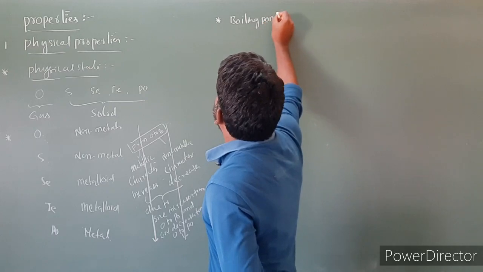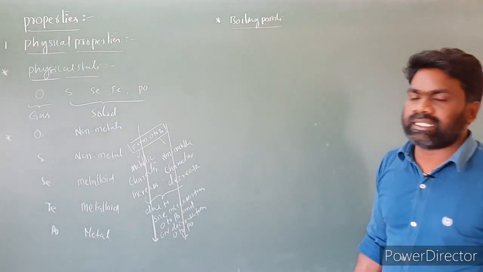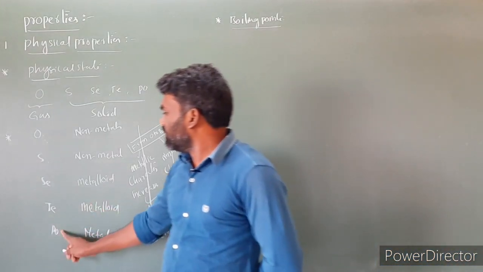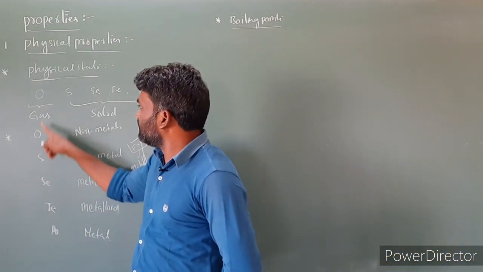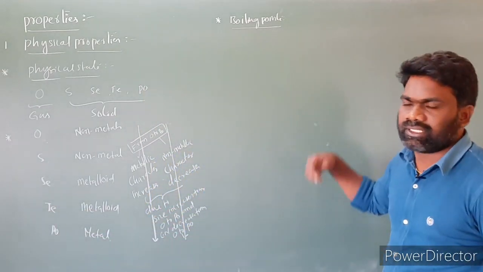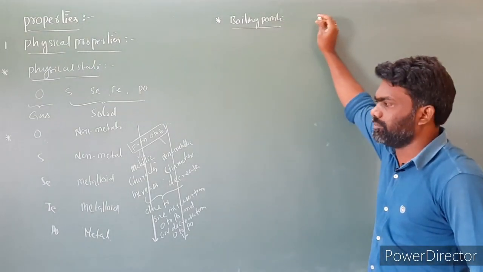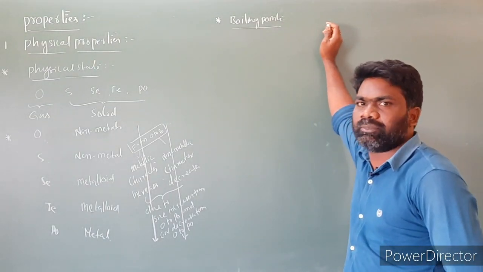Boiling points of these elements. While moving from top to bottom, the boiling points increase. I am not including polonium here, so I am taking oxygen, sulfur, selenium, tellurium. Polonium is radioactive in nature. From oxygen to tellurium, boiling points increase.